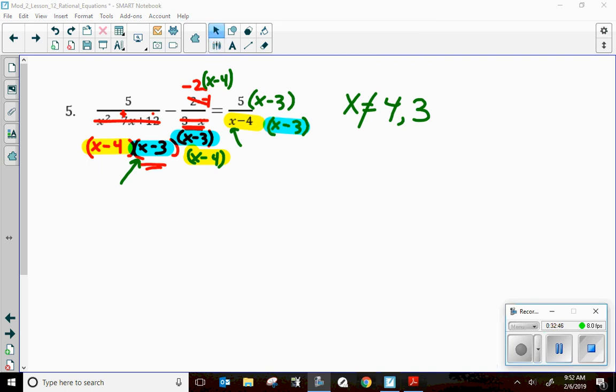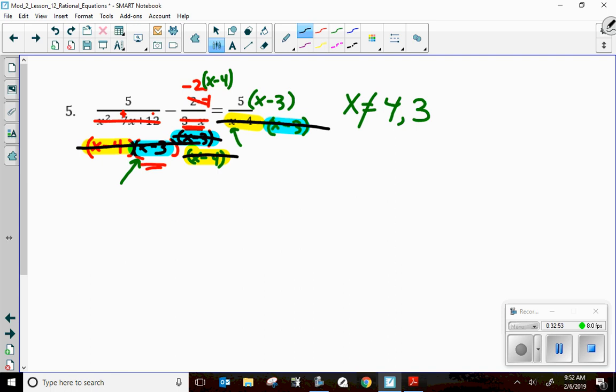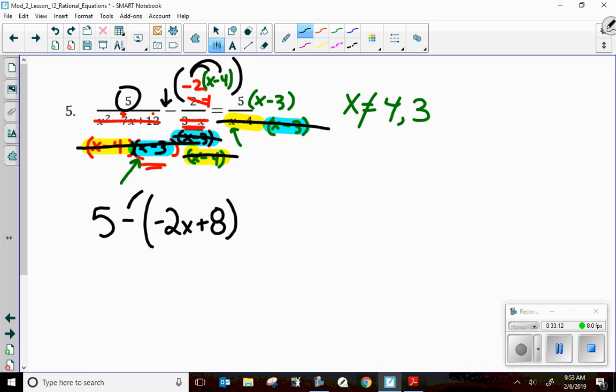So let's go forward. All the bottoms are now the same. So guess what I'm going to do? x minus 4, x plus 3, x minus 4, x plus 3, x minus 5. Boom. I've got to worry about the top. 5 minus. Be careful with the minus sign because you are subtracting this whole thing. Okay? So I'm going to distribute my -2. I've got -2x plus 8. But I've got to subtract that. So I've got to eventually distribute my minus sign as well. 5 plus 2x minus 8.